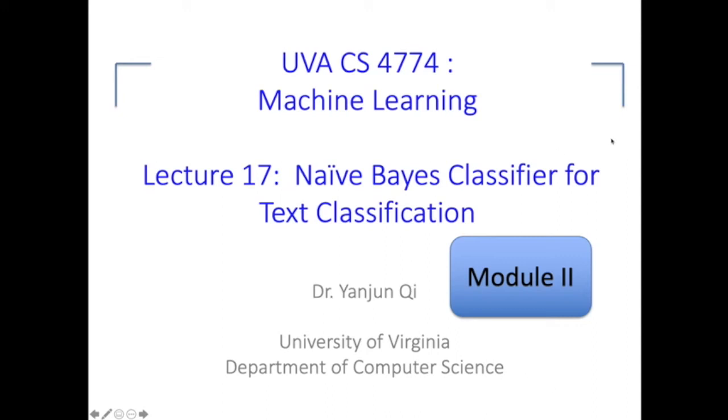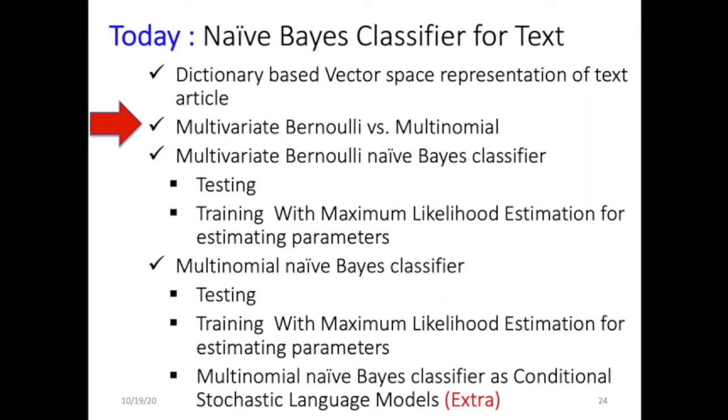All right, so this is still section 3, lecture 17, Naive Bayes classifier for text classification. We're in module 2. In this module, I will explain the multivariate Bernoulli and multinomial models of the Naive Bayes classifier, and how to use the multivariate Bernoulli first to perform text classification on the bag-of-words representation.